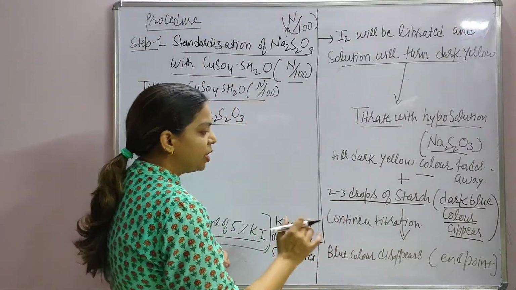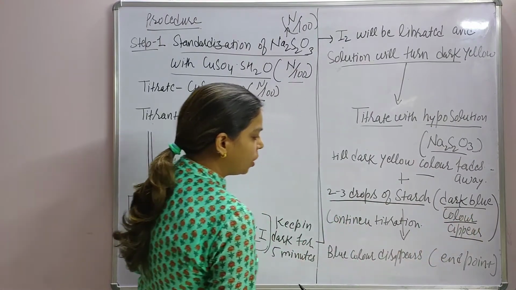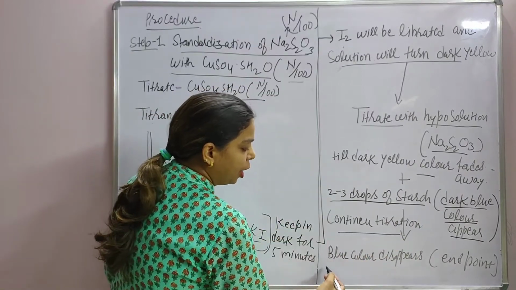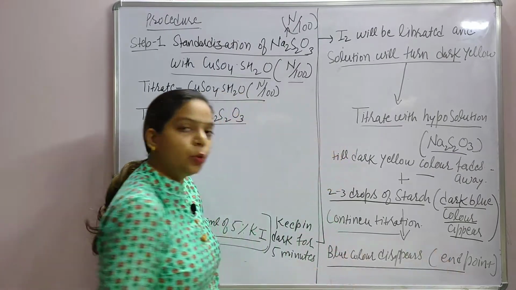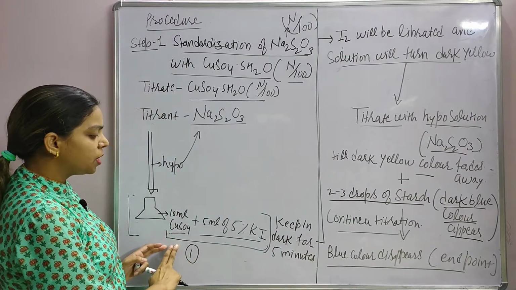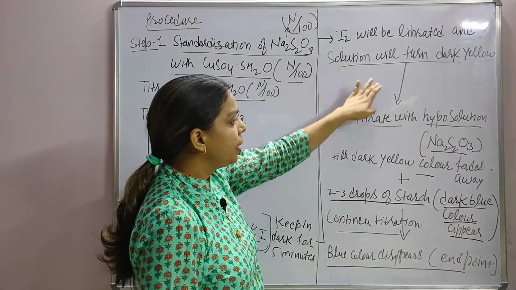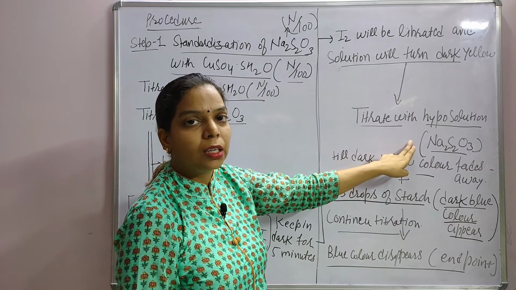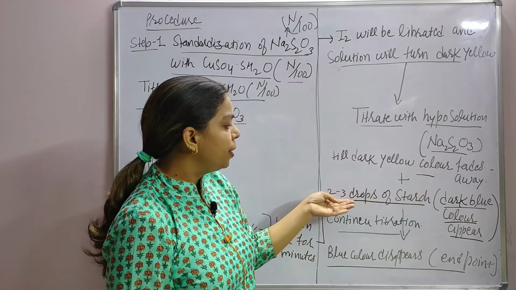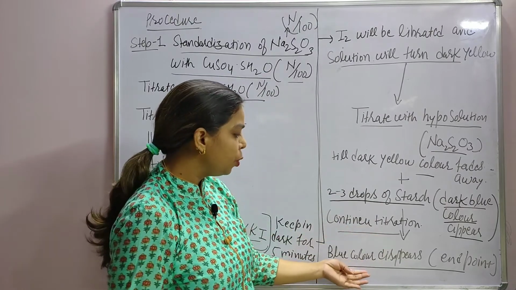So at this stage we add starch so that the remaining iodine turns into dark blue color, and we continue the titration with the hypo solution. At this point the end point will be the disappearance of the blue color. Please note down the steps very carefully. We have added 10 ml of copper sulfate, 5 ml of KI, kept in the dark for 5 minutes, and titrated it with sodium thiosulfate till the dark yellow color fades to pale yellow. We added 2 drops of starch at this step and again continued the same titration till the blue color completely disappeared.